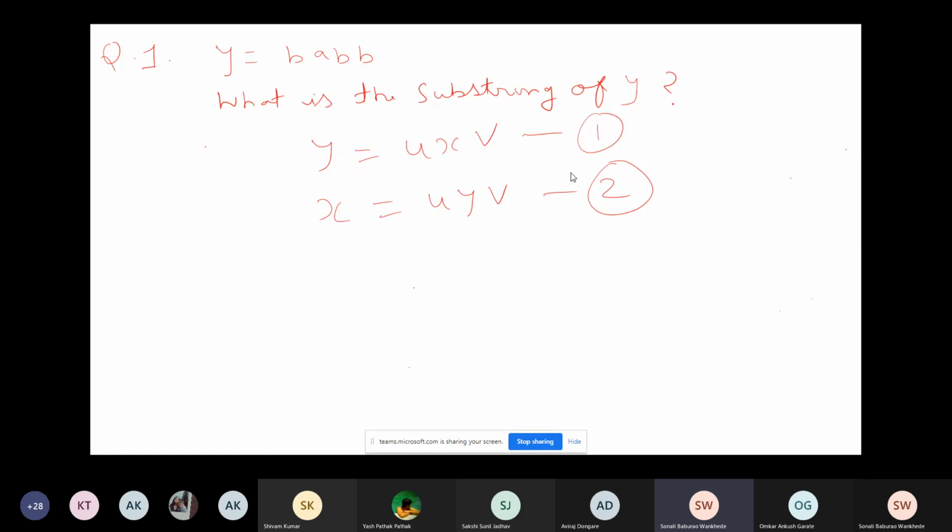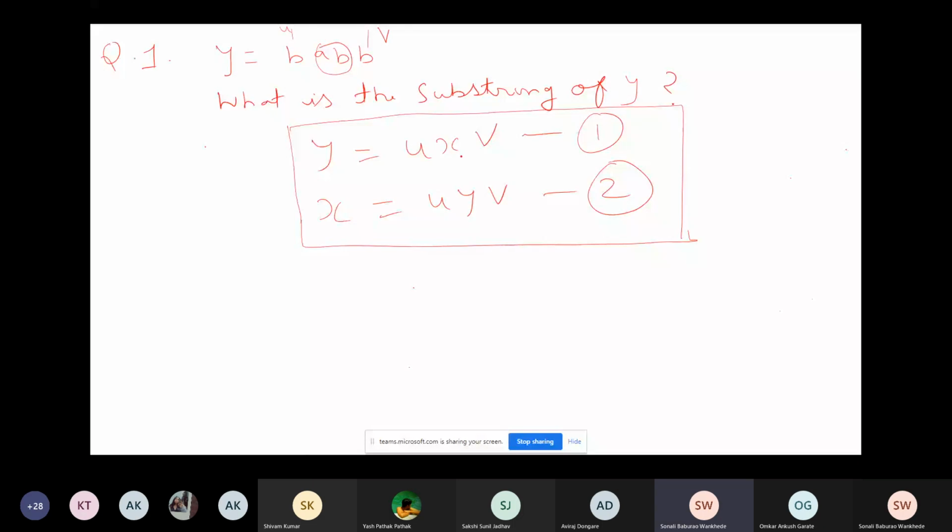It can be written vice versa. So in the question, it can appear as y is equal to BABB, or it may also appear as x is equal to BABB. By understanding these expressions, just keep this in mind: you have to make a picture of this. You always have to make sure that you have two other strings, u and v, and in between those two strings you have our substring.